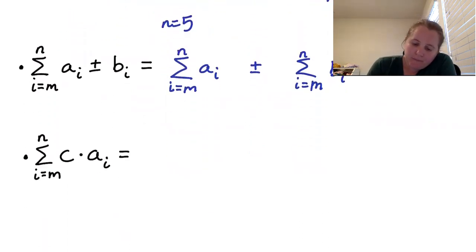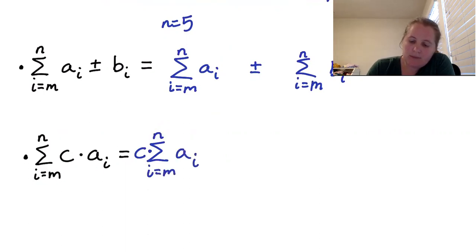Next up, we have the sum from i equals m to n of c times a sub i. We can go ahead and pull out our constant c and then just have the summation from i equals m to n of a sub i, that whole summation multiplied by c.